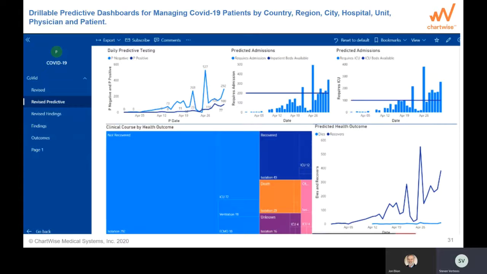And the size of the box is based on how many there are. And you can click into one of these and get into more detail. The bottom right is looking at what we predict the recovery rate's going to be.